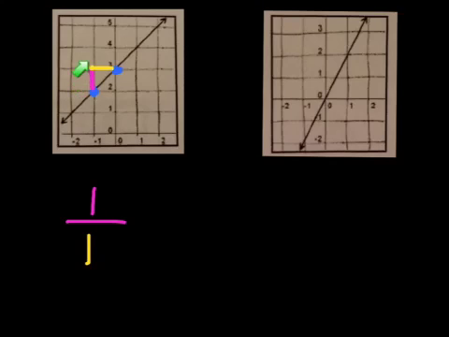Anytime you're moving up or down, this is your Y values. It's changing by 1. When you move sideways, right or left, that's your X value. So this one has 1 over 1, so the entire slope is 1.